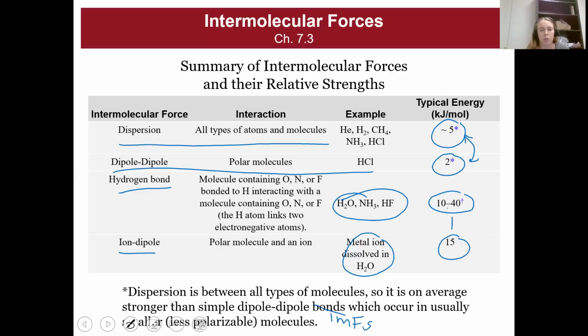So dispersion is between all types of molecules, including really, really big ones, and that means it's on average stronger than simple dipole-dipole forces, which usually occur in smaller, less polarizable molecules. So it's all about polarizability and the types of molecules we are examining the forces in. This is just a general overview, not anything that needs to be memorized.